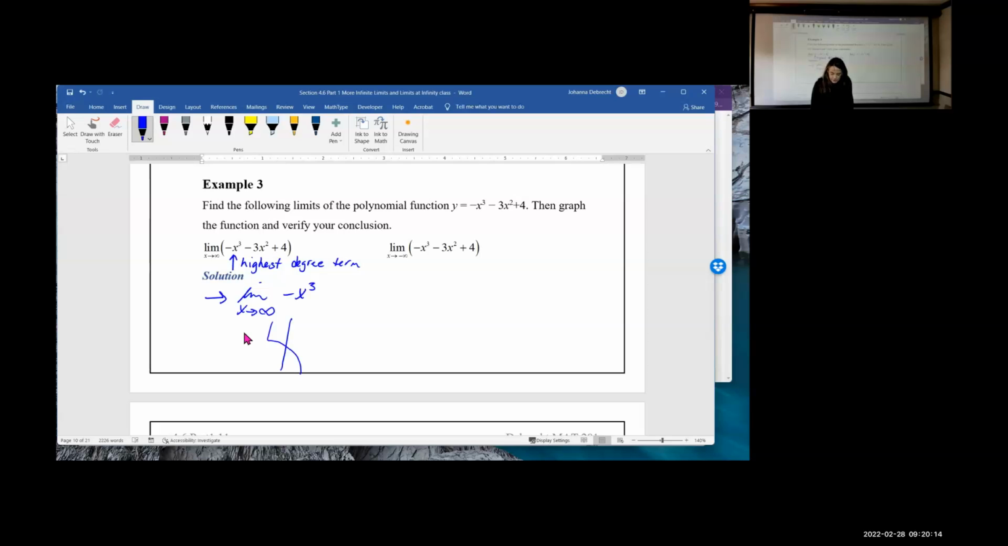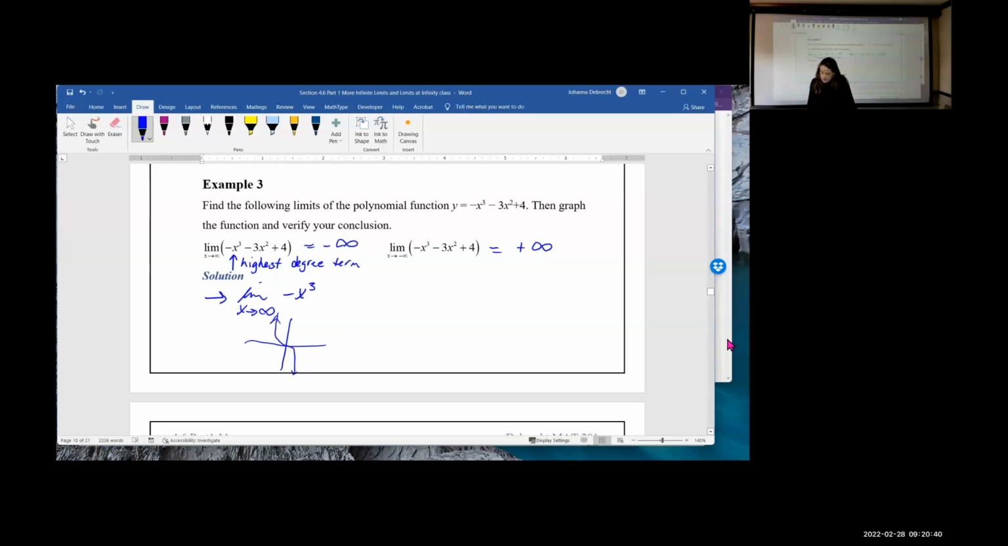That's not really a very good picture. Let's see if we can make that one a little better. Okay, so coming down, coming through, and then coming down. Slightly better. So as x goes to positive infinity, the y value goes to negative infinity. So the graph up here is going to approach negative infinity. And then as x goes to negative infinity, it's going to go to positive infinity.